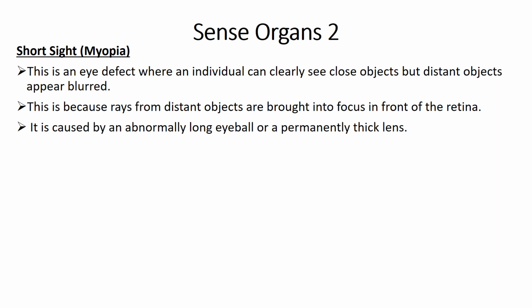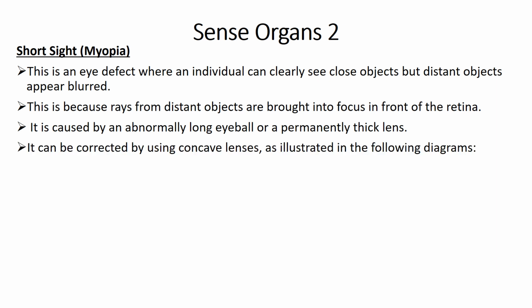So if by birth or with time you develop an abnormally long eyeball or a lens which is permanently thick, then you're going to have myopia. It can be corrected by using concave lenses. There are two types of lenses, concave and convex. This defect can be corrected by using concave lenses, so an individual has to put on lenses which are of concave type.